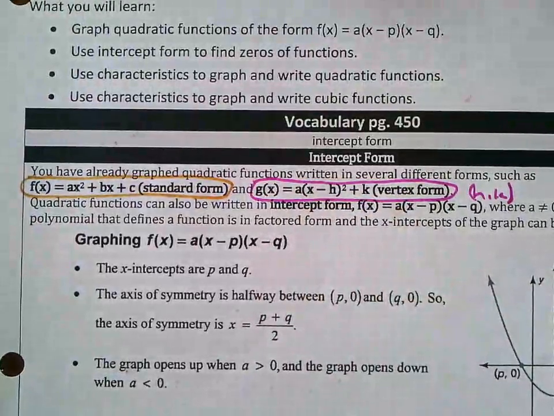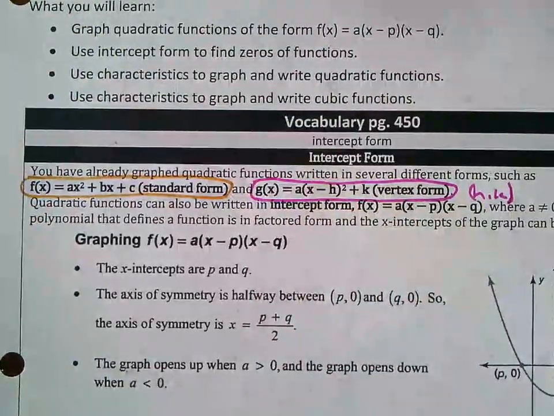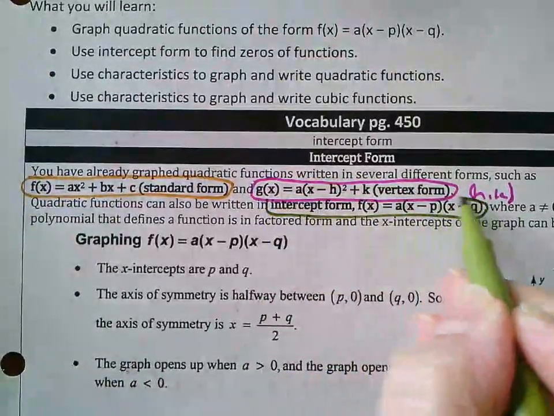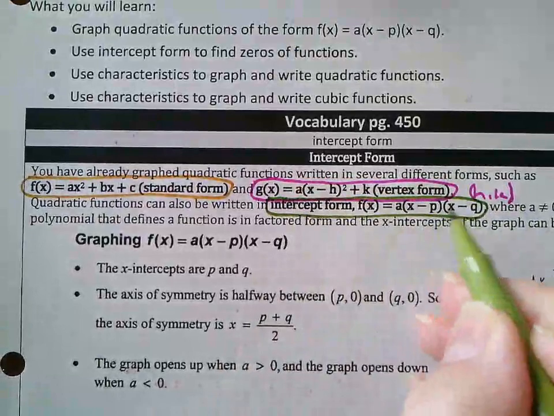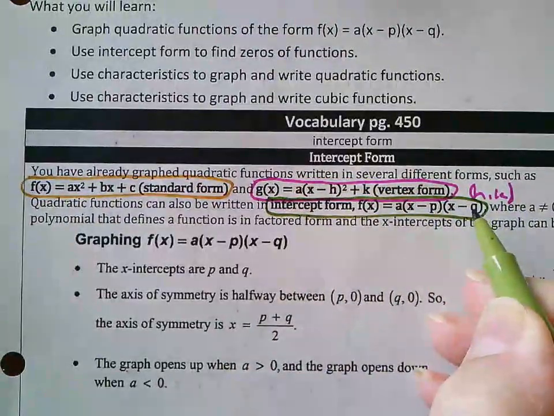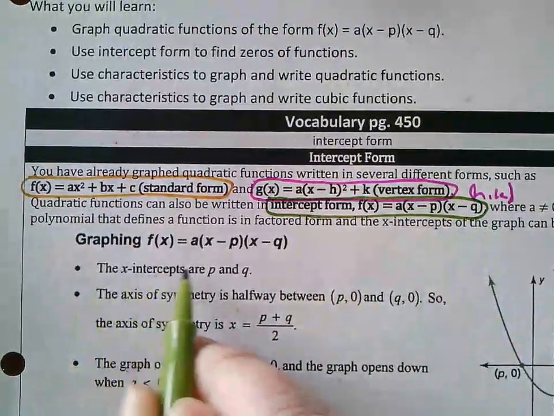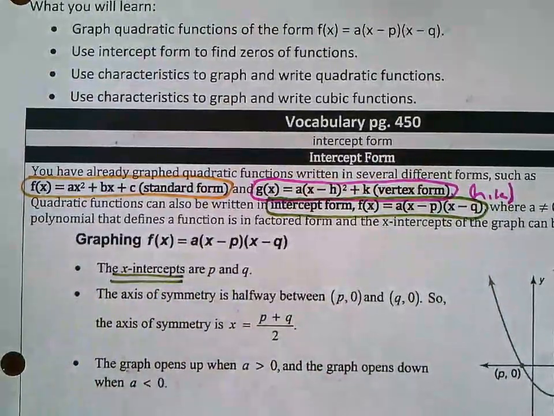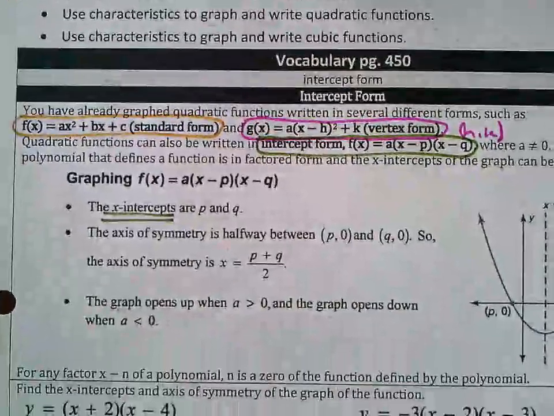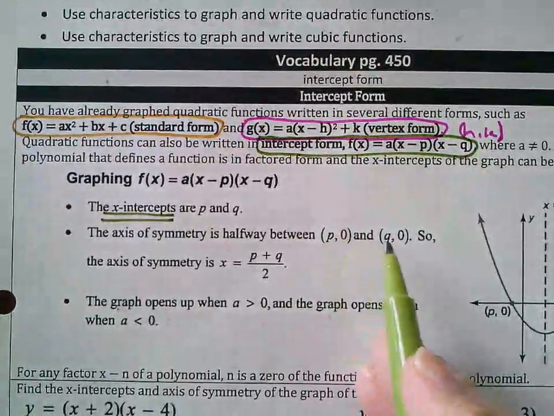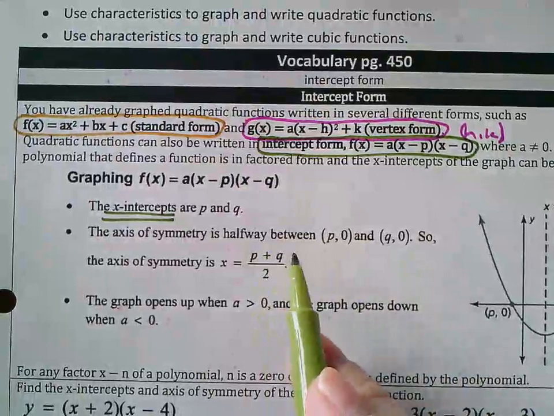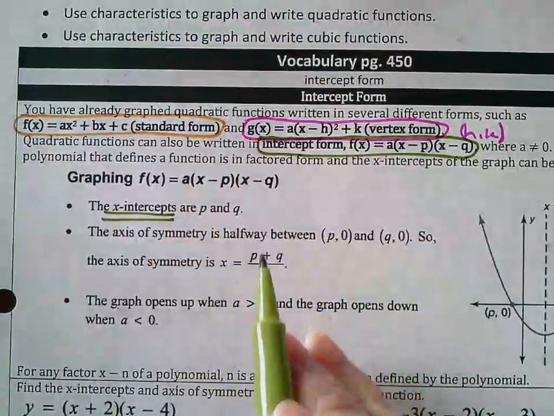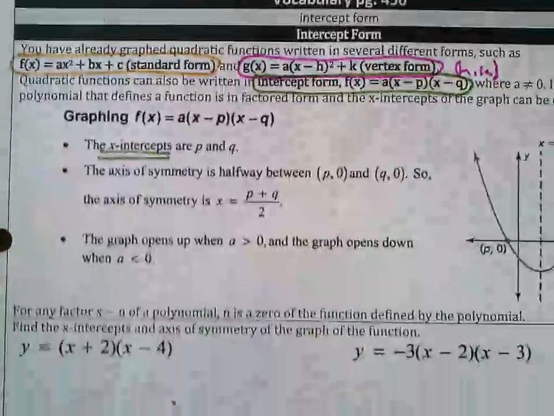Now intercept form just gives it to us in a factored form already. So this is basically the same as what you would almost consider a factored form, because this p and this q are the zeros of that function. These are what we would call the zeros or the x-intercepts. So p and q are your x-intercepts. Your axis of symmetry is halfway between the p and the q. So if you add the p and the q together and divide by 2, in other words, take the average of this, then this is going to be your axis of symmetry.